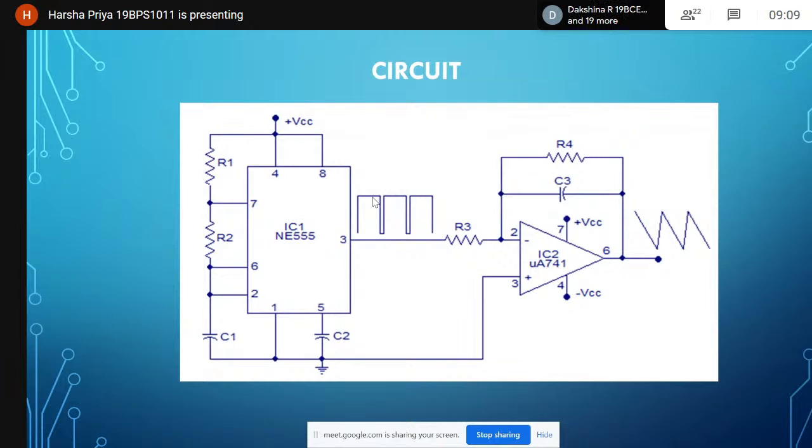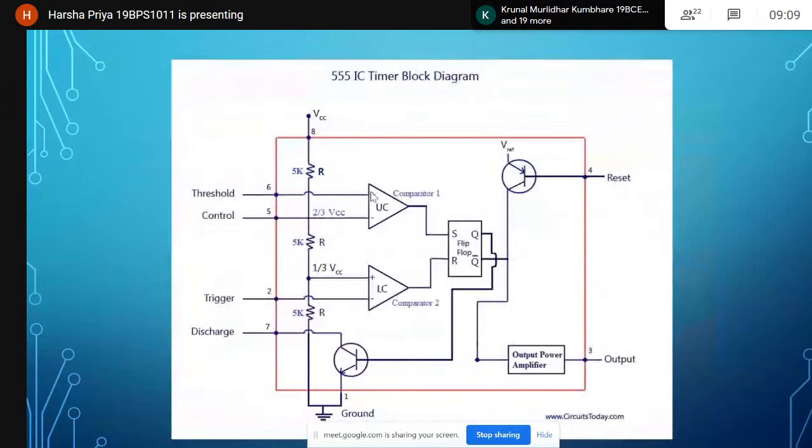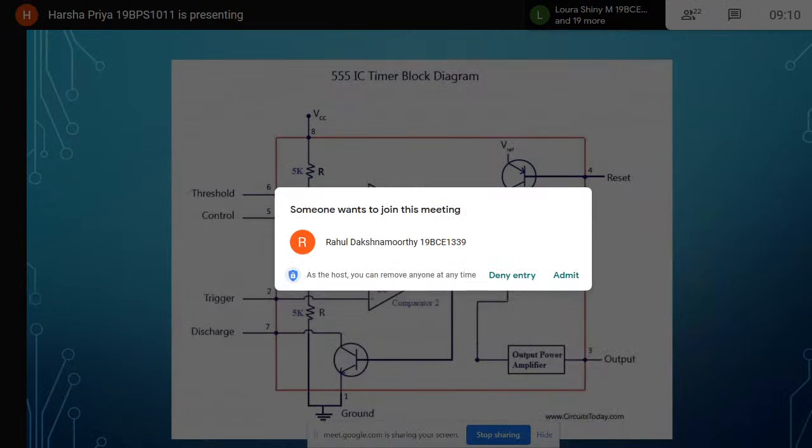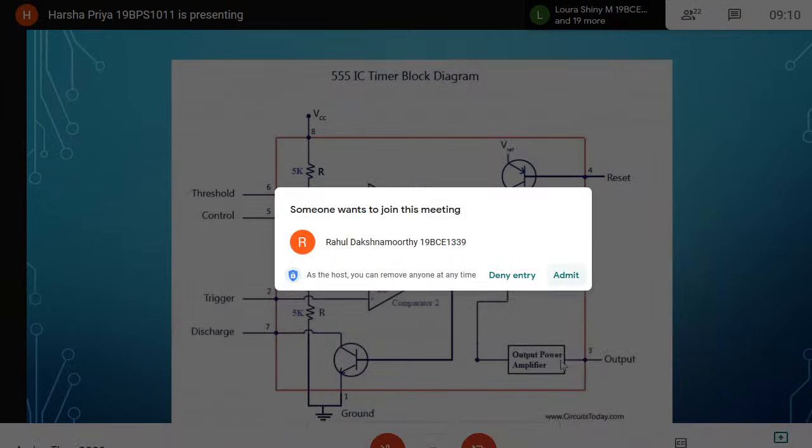The asymmetric square wave is available at pin 3 of the IC. For the astable multivibrator working, when the power supply is switched on, the capacitor C1 will start charging through R1 and R2, and when the voltage across C1 is above 2/3 of the VCC, the upper comparator inside this IC will swing to positive saturation. So this triggers the internal flip-flop, and this makes the output at pin 3 low.